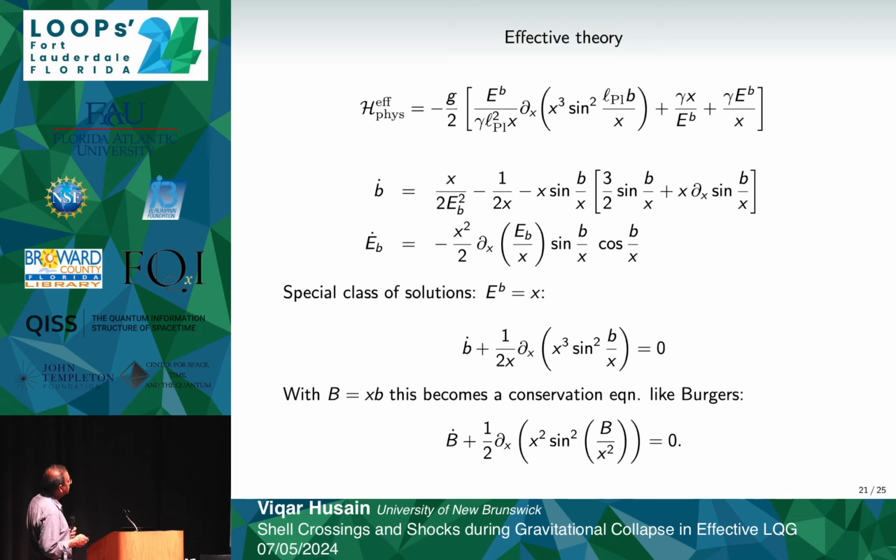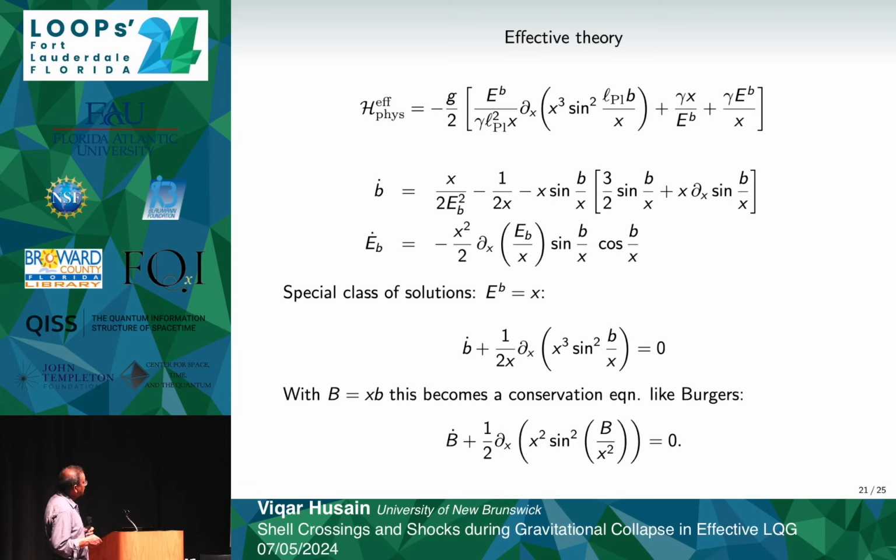Now, there are a special class of solutions to these two canonical equations, and the ones we studied were when we put EB equal to X. We put EB equal to X for a particular reason, because then we get EB dot is 0, and the only degrees of freedom left is B in this metric. So this is, in general, of course, we should be studying both equations without this choice EB equal to X, but this particular work focused on this particular choice, which leads to this equation.